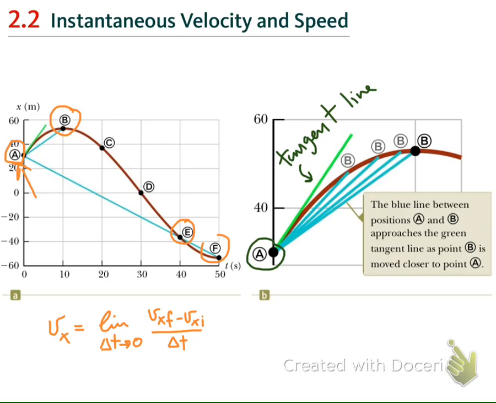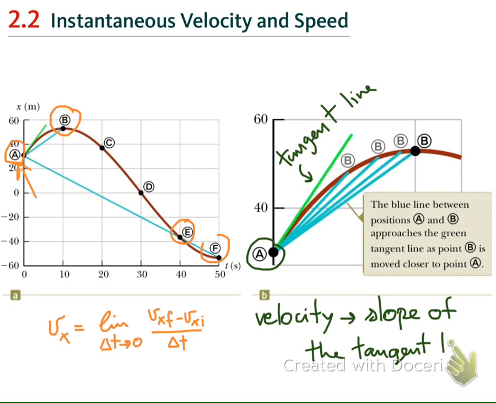So graphically we can say that the value of the velocity is the slope of the tangent line at the point where we want to find the instantaneous velocity.